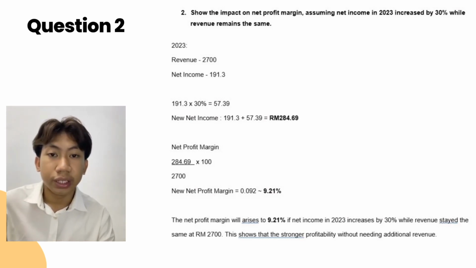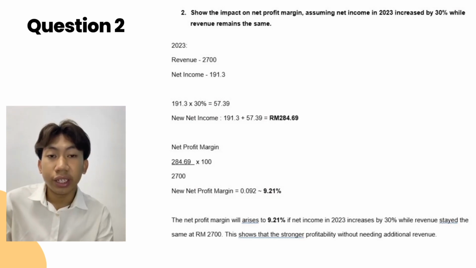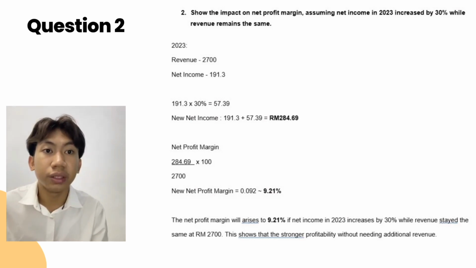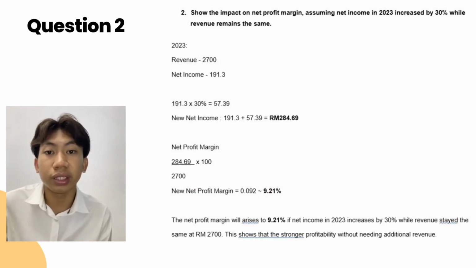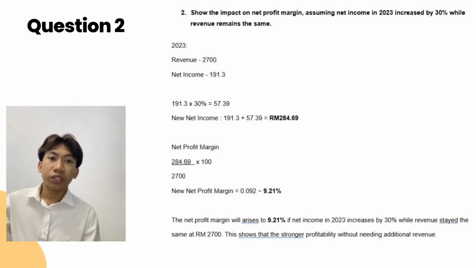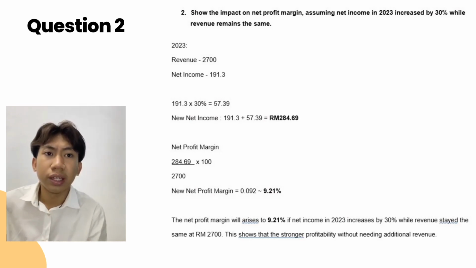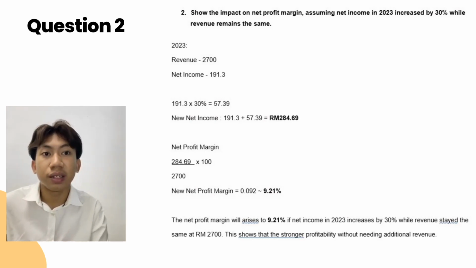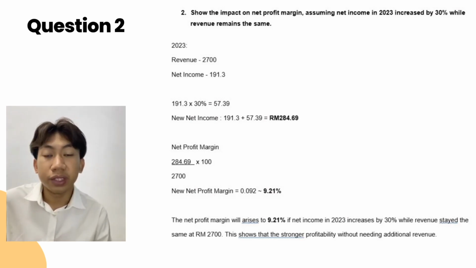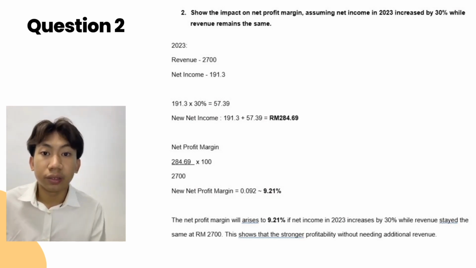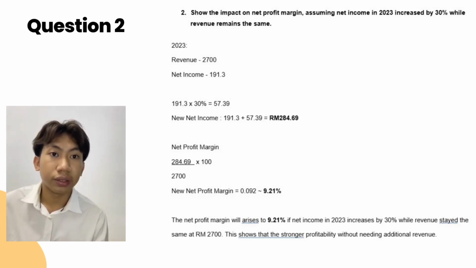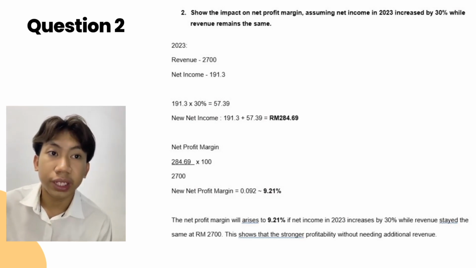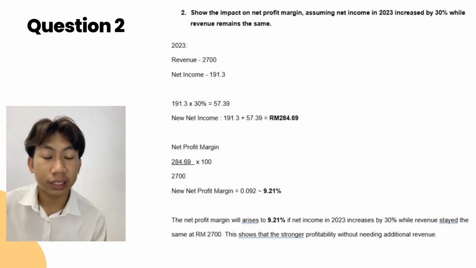So 191 ringgit and 30 cent multiplied by 30%, we get 57 ringgit and 39 cent. So the new net income is 191 ringgit and 30 cent plus 57 ringgit and 39 cent. So we get the new net income of 284 ringgit and 69 cent.